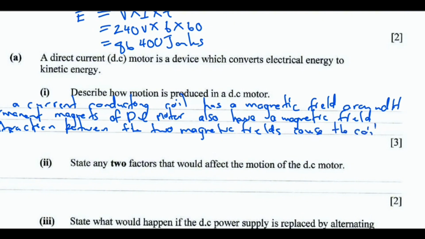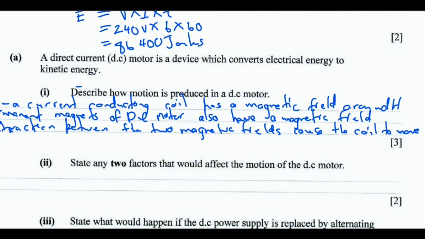So there's a current conducting coil which has got a magnetic field around it, and then when you put that current conducting coil into the magnetic field of the permanent magnets of the DC motor, there's going to be an interaction between the two magnetic fields which are going to cause the coil to move.